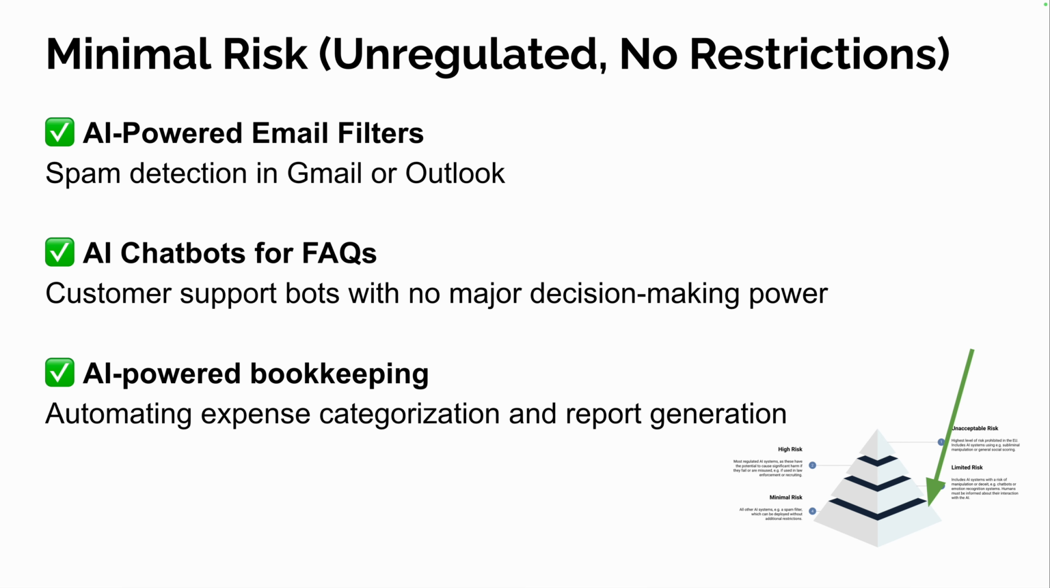Starting from minimal risk, a Gmail email filter can be classified as minimal risk. A chatbot answering questions can be minimal risk. AI-powered bookkeeping, accounting or expense management can be classified as minimal risk. Why? Because the data is literally in your system, you have rights to modify the data, and you're moving it from one side to the other.